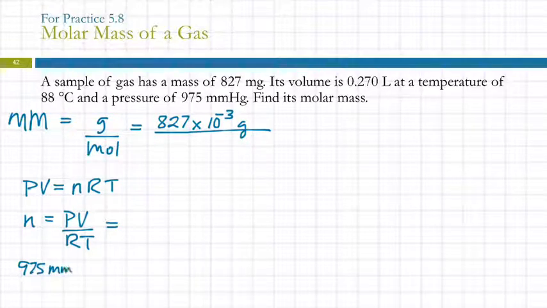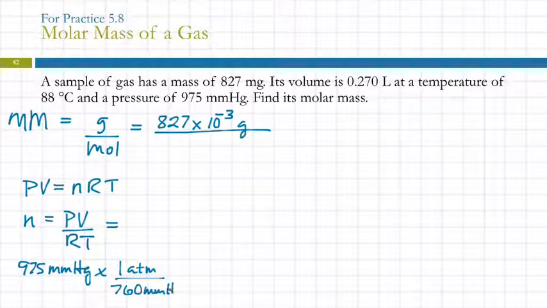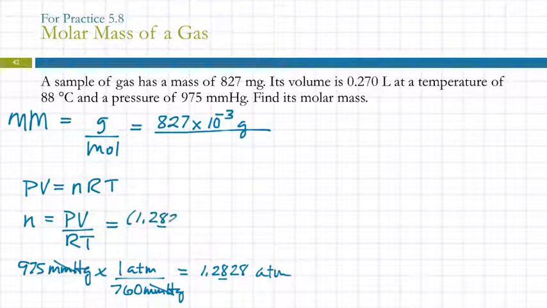975 millimeters of mercury, converting that to atmospheres, divided by 760 millimeters of mercury. We use this one, oops, don't cross off the 760. We use that one a lot. 975, turn on the calculator. 975 divided by 760. 1.2828 atmospheres. So that's the pressure. Stick that in here. 1.2828 atmospheres.